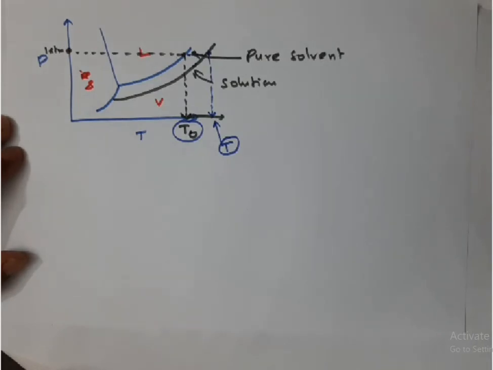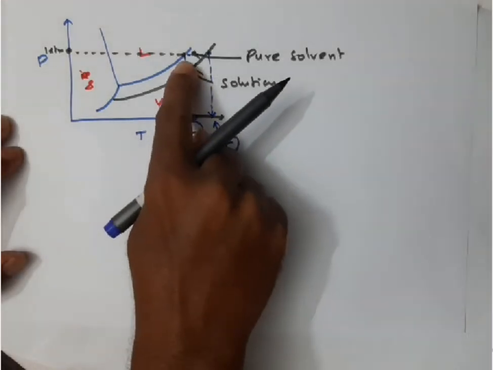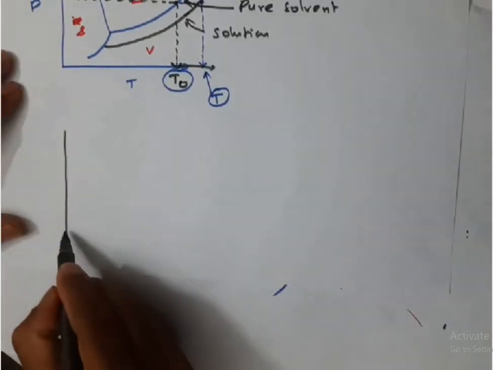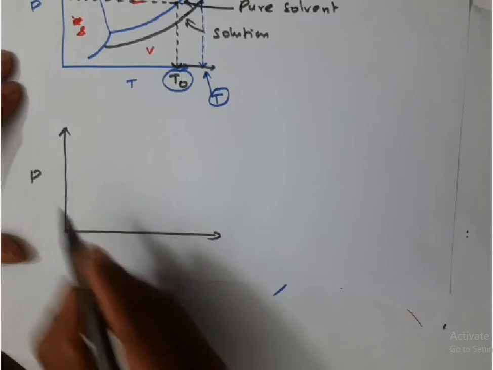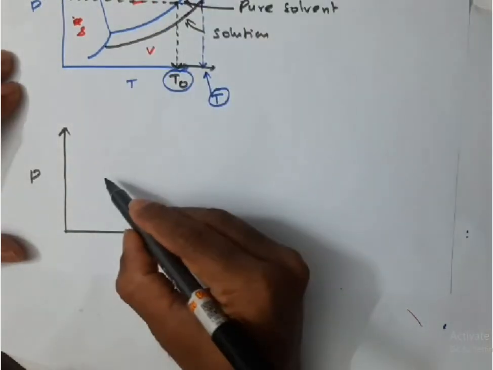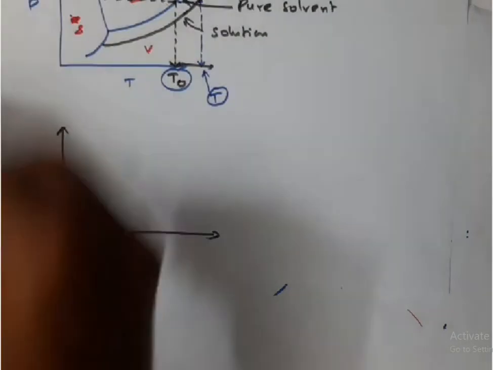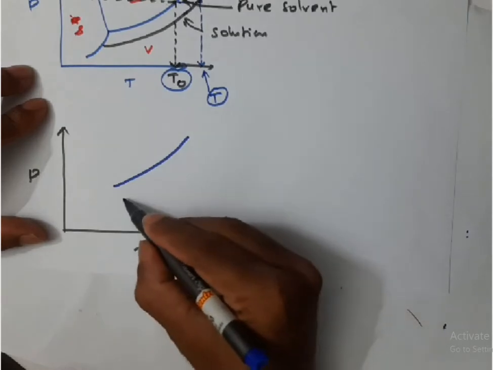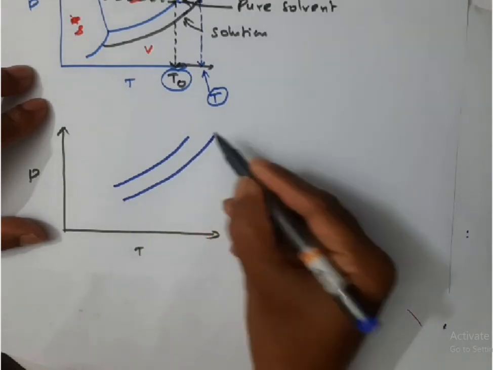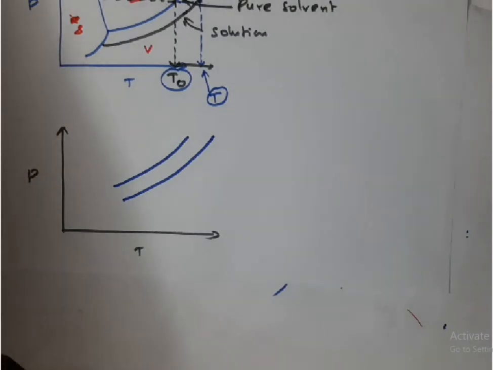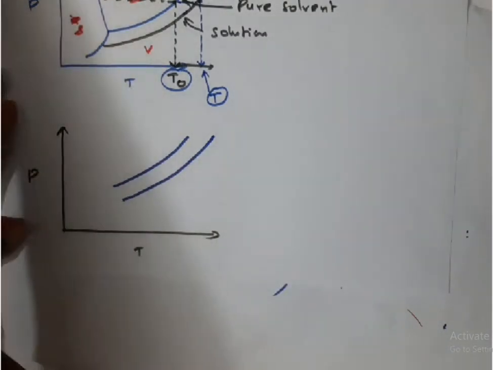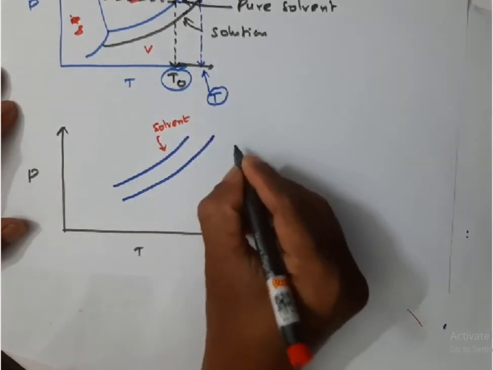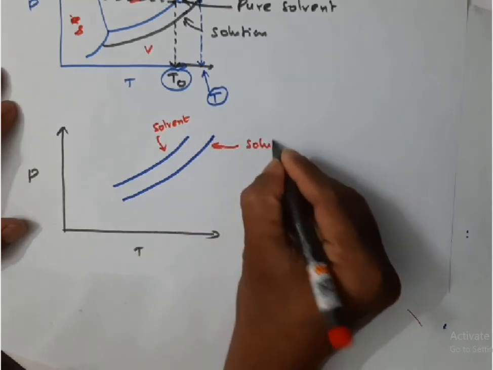Students, observe carefully. I'll take only these two curves and explain so that we can avoid the unwanted curves here. So pressure, temperature. I'll take only these two. Here we have the liquid pure solvent curve, and this is the curve for the solution. The above one is for pure solvent, and this curve is for the solution containing non-volatile solute.